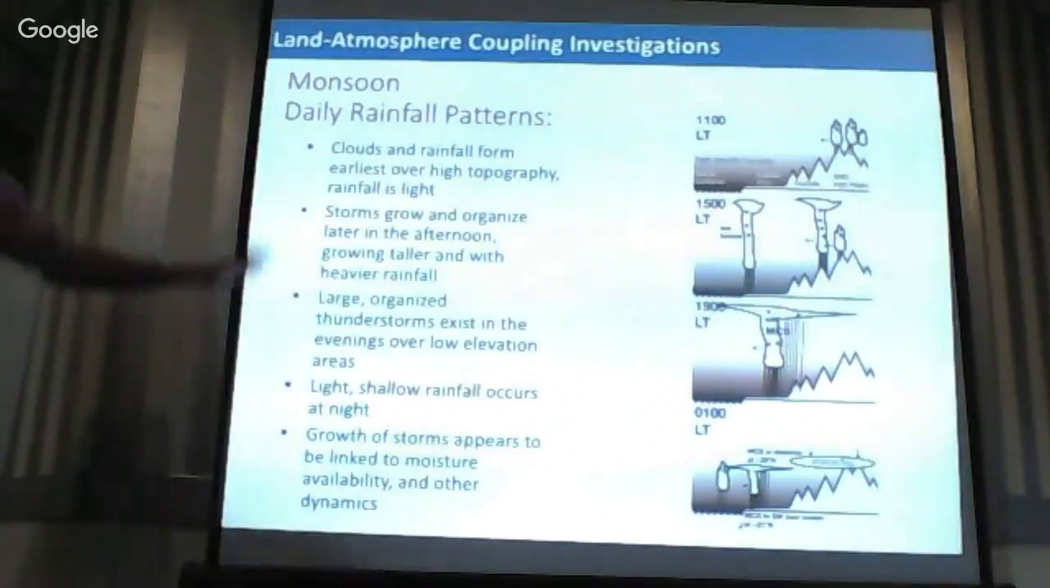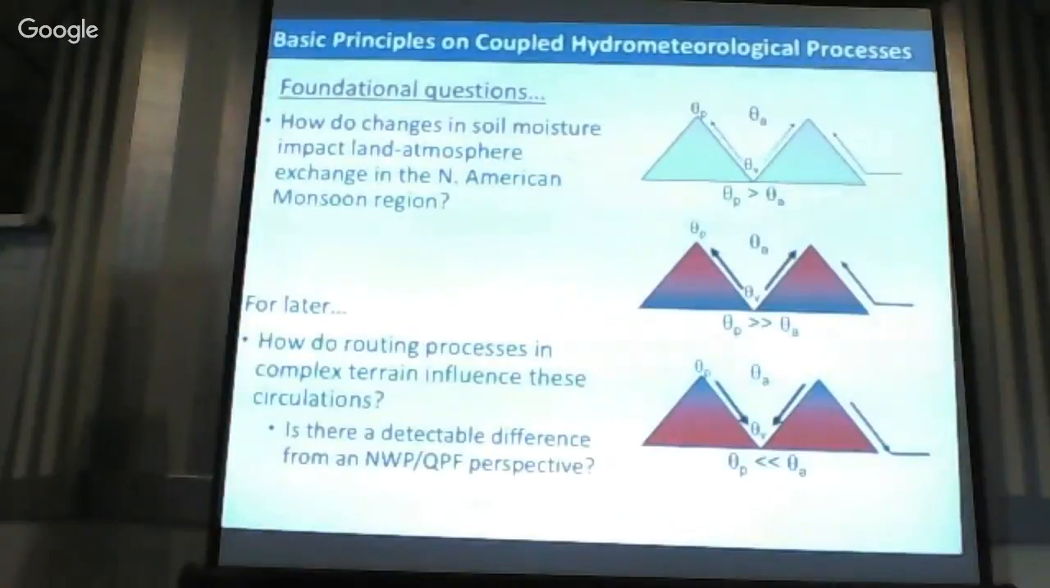And so our goal was not to recast that particular idea, but to look at some of the other land surface controls on convective initiation in this particular region. So we had a few fundamental questions that we started exploring in this project. The one that I'll be talking about today is how do changes in soil moisture impact land atmosphere exchanges in the North American monsoon region. Basically, how do soil moisture anomalies feed back to the atmosphere in this region?